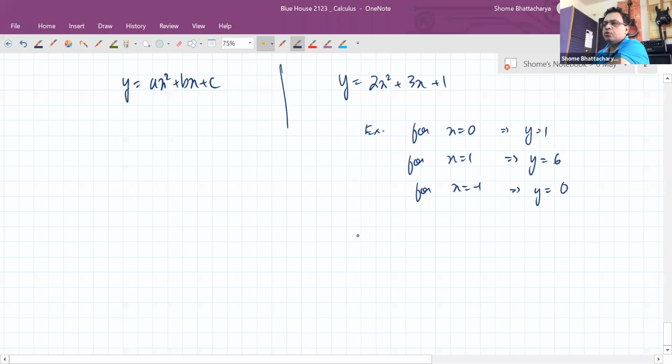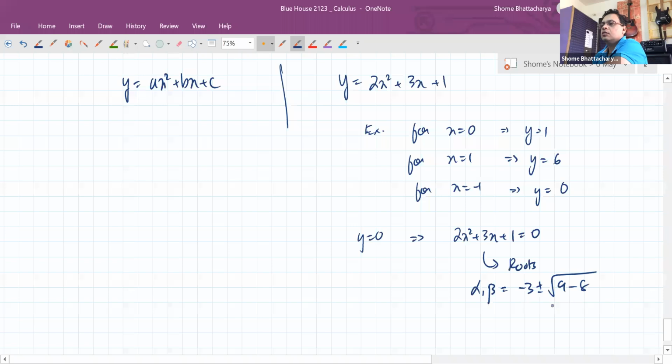But for example, if I put y equal to 0, I'll get two values of x, no doubt. I'll get 2x square plus 3x plus 1 is equal to 0. So the roots of this equation, as you know, alpha beta, become minus b plus minus root of b square minus 4ac, over 2a. So in this case, minus 3 plus minus 1 by 4. So the roots will be minus half and minus 1. Okay. These will be the roots of the equation.